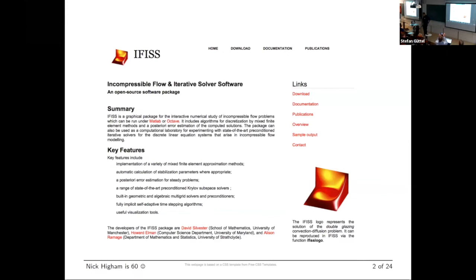And so the three developers of the software are myself, Howard Elman, one of the book co-authors, and Alison Ramage, who is at Strathclyde. And one notable feature about this is that this was written in about 2000, and the three authors still have the same affiliation. Okay, we haven't moved. That tells you something. Read into that what you will. I'm still in Manchester, Howard's still in Maryland, Alison's still in Glasgow.